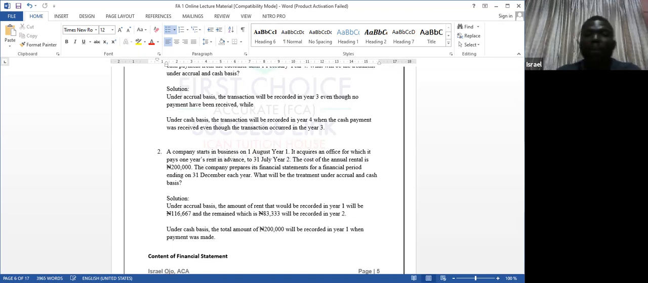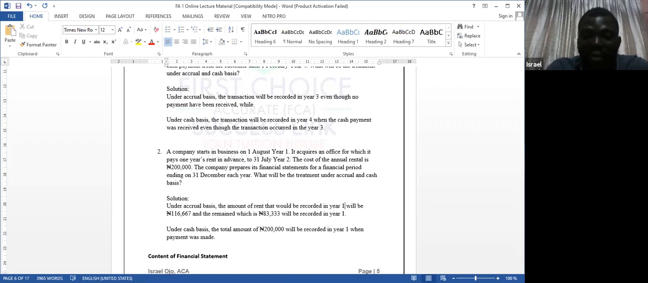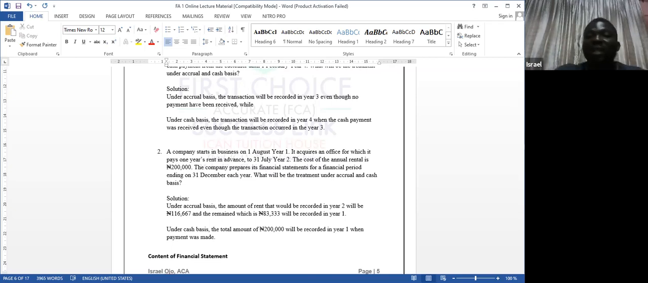Now, this is what it means. It means that this one we have here will be for year one. So in year one, you're able to recognize 83,333. And the remainder in year two will be 116,667 naira, which is the rent you're going to utilize in year two. How do we get that? The way we compute it is we start from January.